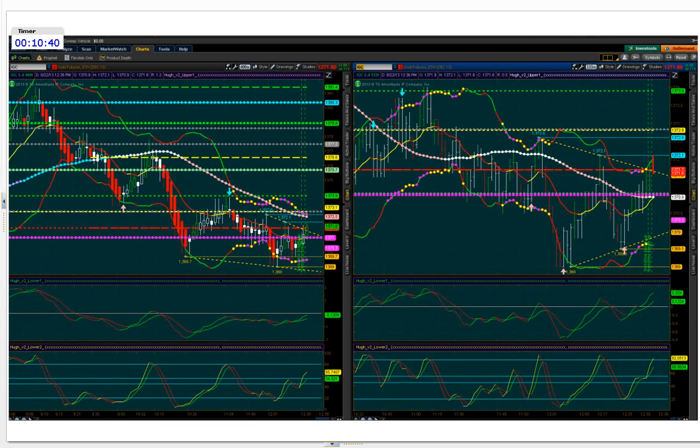I haven't gone long yet. I'm watching it here. See this compression here? See how long this has been going on? 11:20 to 12. It's been over an hour. If this thing breaks above this pivot, this Fibonacci level here at 1373.20, it has potential for a good move to the upside, back up into this level here of 1373.90.